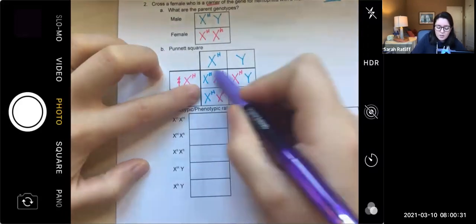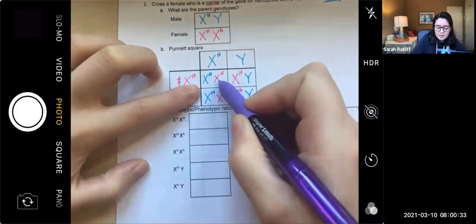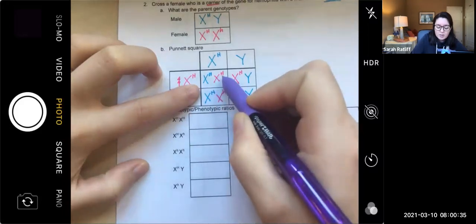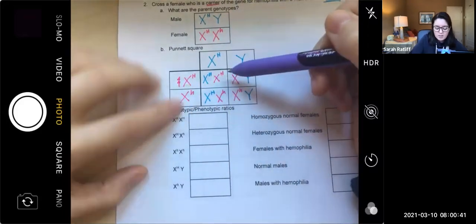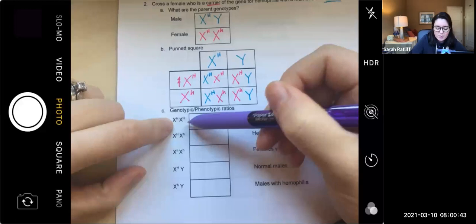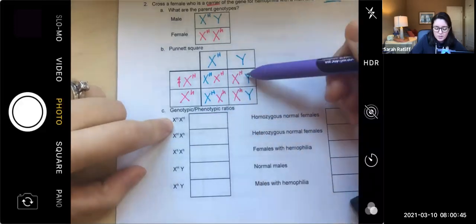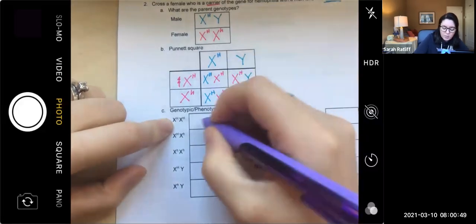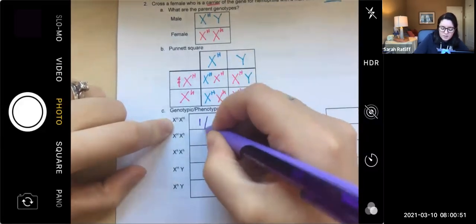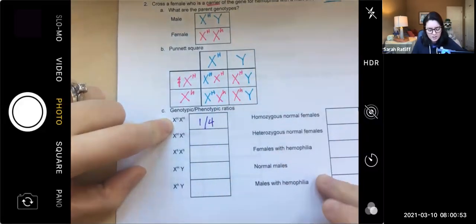First, in this first box, we have two X's with two capital H's. So this will be a normal female. She's homozygous dominant. This top box here is homozygous dominant. So we have at least one. There's only one H there. We've got a heterozygote and one H there. So there's only going to be one of these guys. I guess I should say ladies.